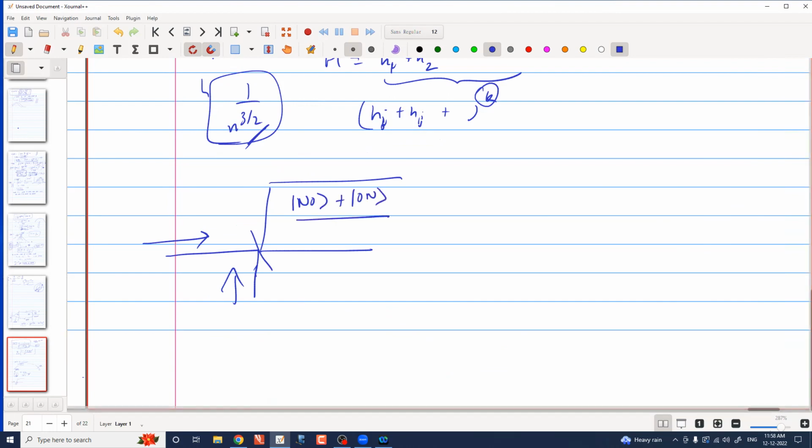Basically, that means that this state is a coherent superposition of n photons in the upper arm, 0 photons here, in a superposition with 0 photons in the upper arm and n photons over here.